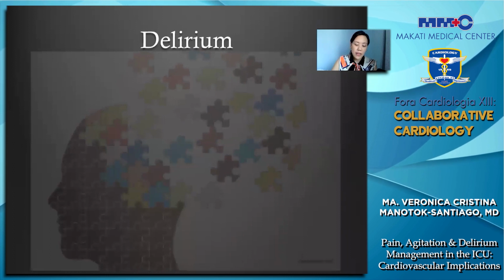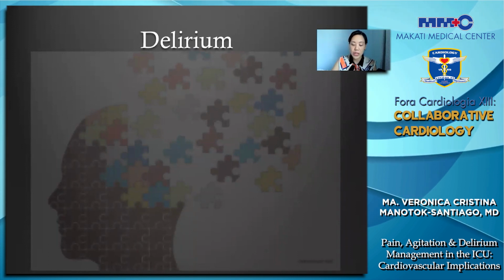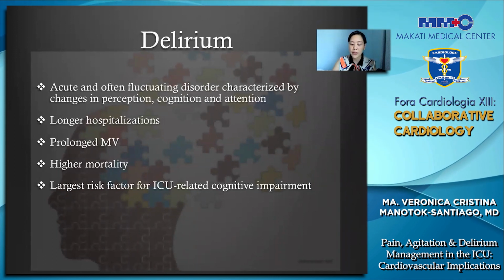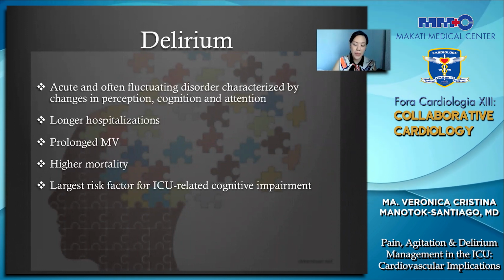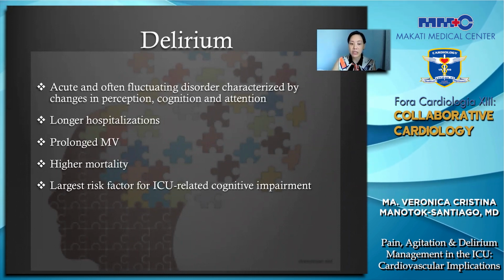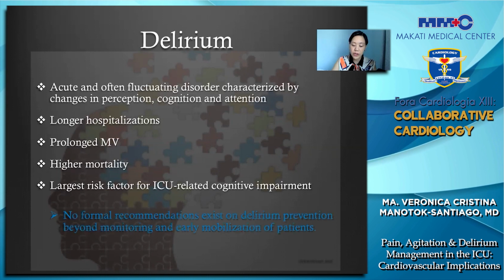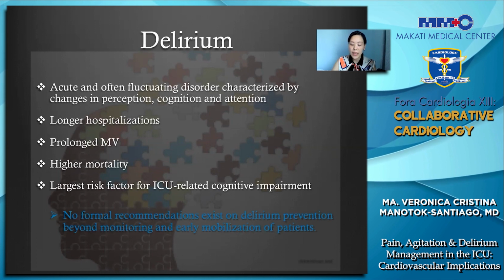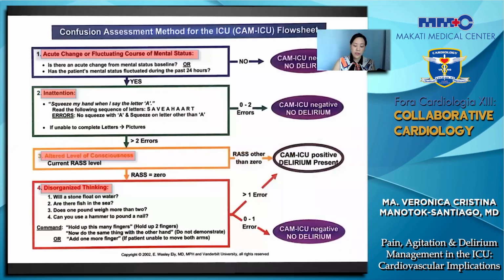Another important element of the PAD guidelines is monitoring and management for delirium. It is defined as an acute and fluctuating disorder characterized by changes in perception, cognition, and attention that develops over a short period of time. Unfortunately, it affects 60 to 80% of our mechanically ventilated patients, and it leads to longer hospitalizations and higher mortality. It is the largest risk factor for ICU-related cognitive impairment. Unfortunately, also, so far there have been no formal recommendations on delirium prevention beyond early recognition, monitoring, and early mobilization of the patients.